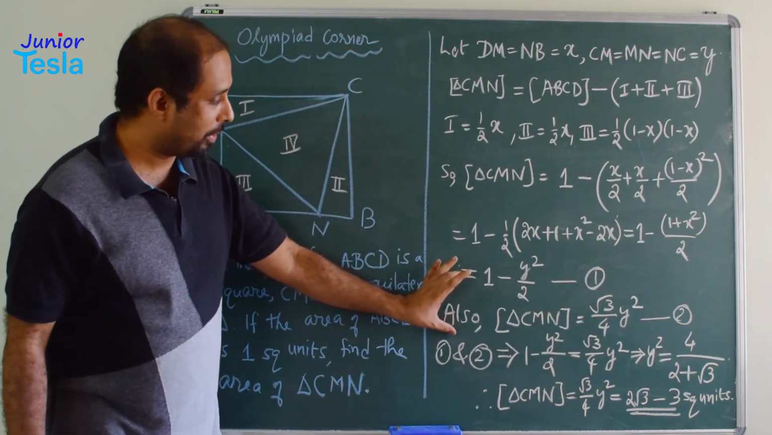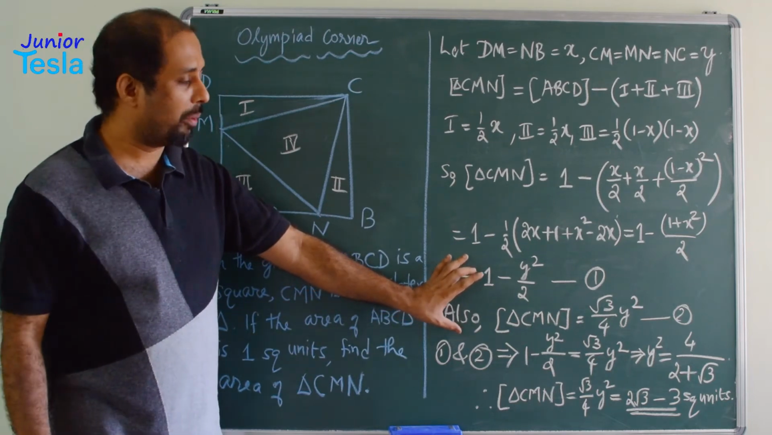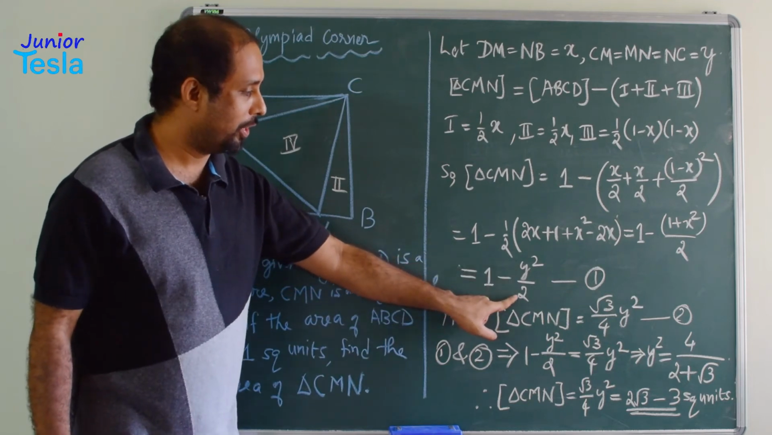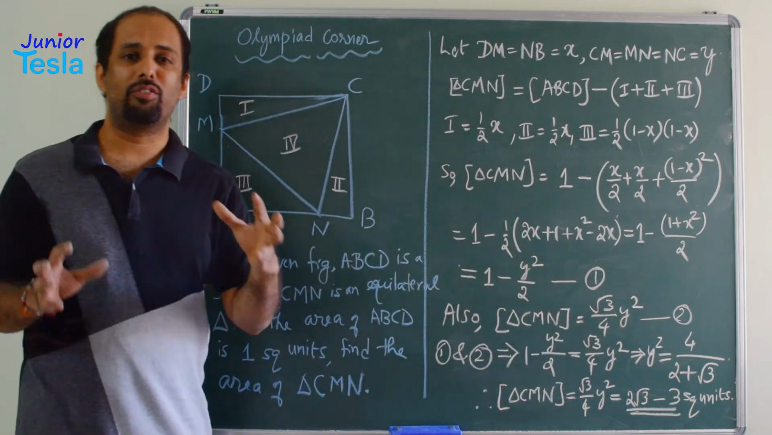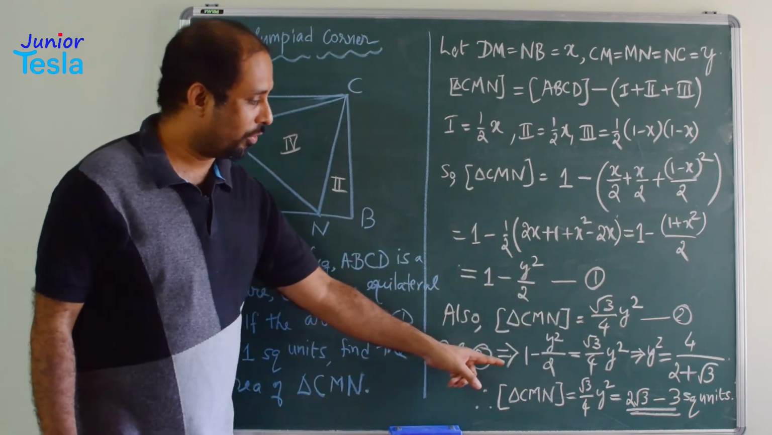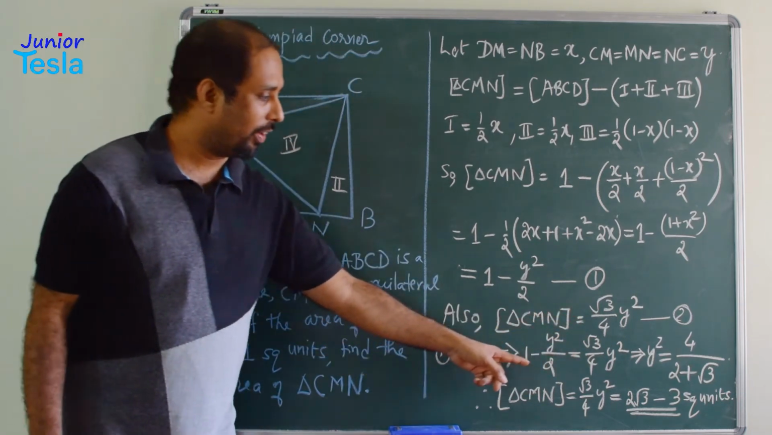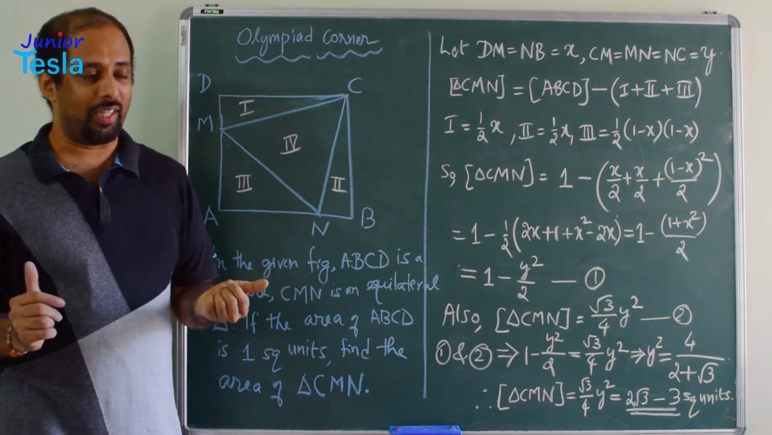Now both these expressions are giving the value of the area of the triangle. So what we can do is we can compare them, we can equate them. So (1 minus y square) divided by 2 is equal to root 3 divided by 4 into y square. So these two expressions are compared to each other. So what happens, we can get the value of y square from this expression, simple algebra. Remember, you need not find the value of y, I will tell you why later.